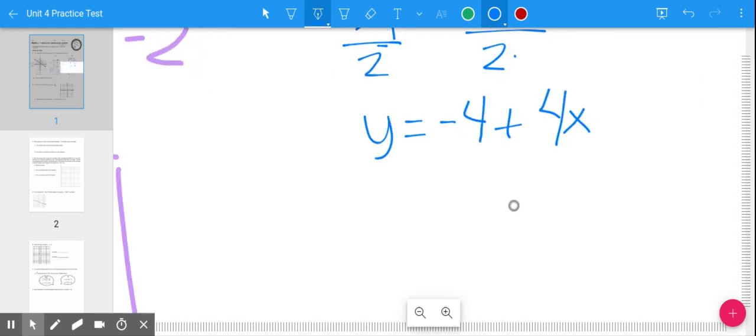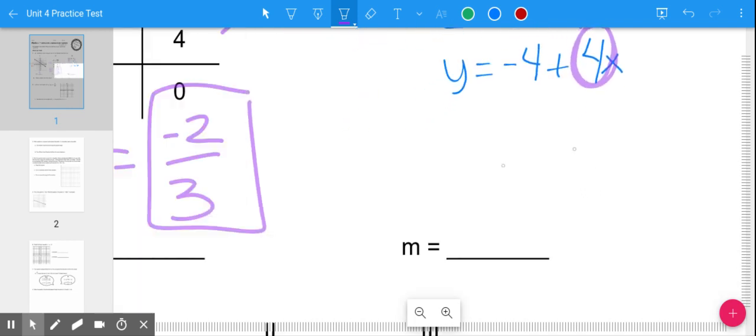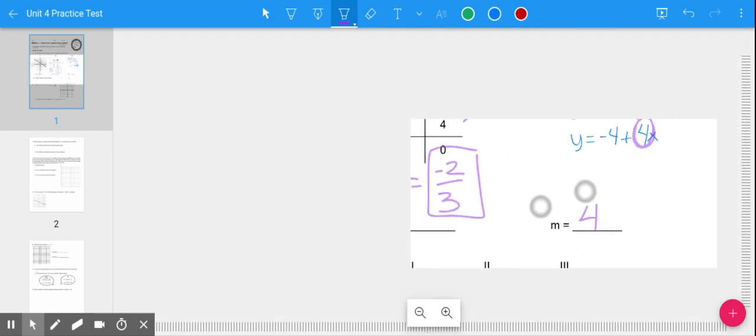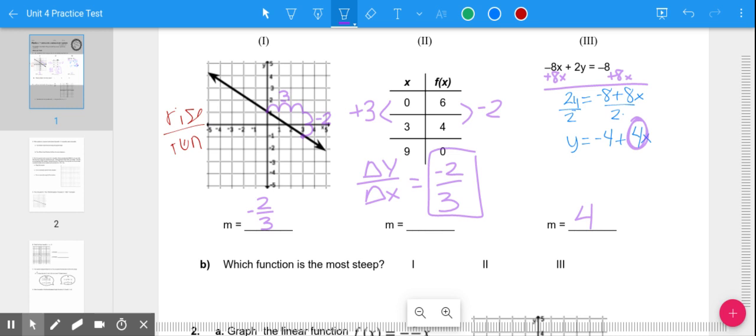Now, if you remember, the number next to our x is our slope. So the 4 would be our slope. So which function is the most steep? This would be the one that has the largest number. So the last one would be the steepest, with a slope of 4.